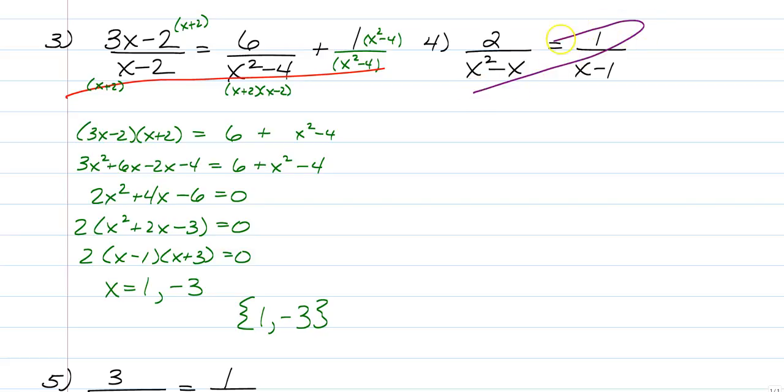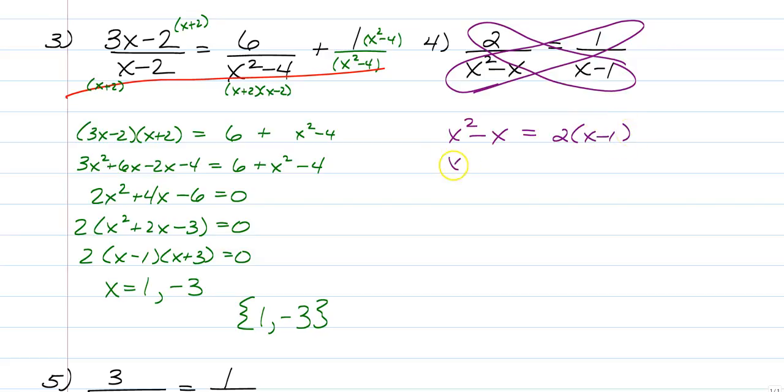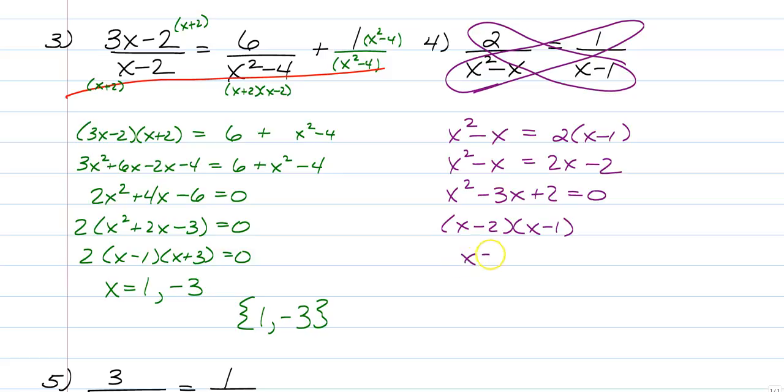So if we were to multiply x squared minus 1 times 1, we would get x squared minus x, and that equals 2 times x minus 1, which after you distribute is going to give you x squared minus x is equal to 2x minus 2. And then to solve, we would just bring everything over to one side, and we would get x squared minus 3x plus 2 equals 0, giving us an x minus 2 and an x minus 1. So x is equal to 2 and 1.